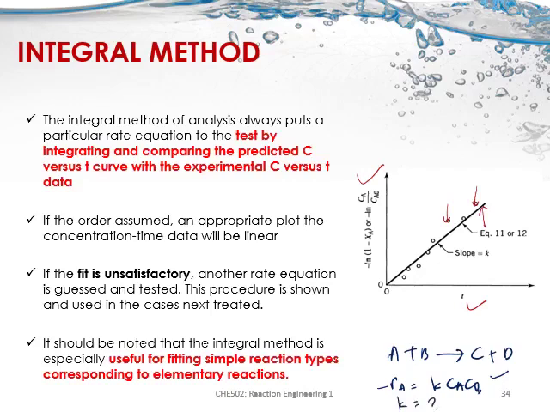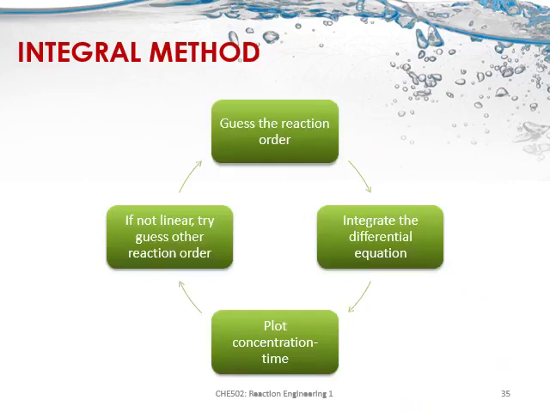All right. So this is basically the algorithm. We'll start first with guessing the reaction order. Once you guess whether it's zero, first, second, or third, then you proceed with integrating the differential equation. The word integrate is why the method is called the integral method. Next is plot concentration versus time, as in the example in the previous slide. If not linear, try guessing another reaction order.